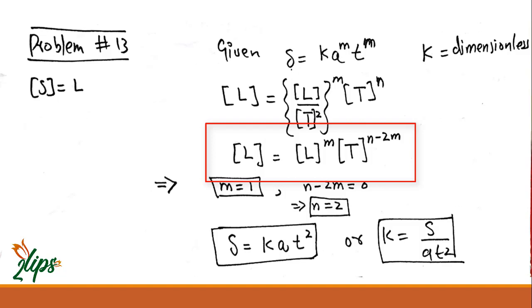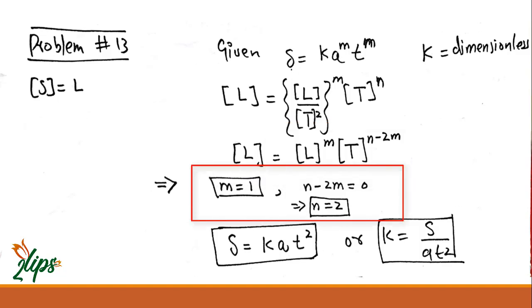So this formula is true only for particular values of m and n. We see on the left side we have L raised to power 1, and on the right side we have L raised to power m. So this implies m is equal to 1. Similarly, on the left side we do not have T, so on the left side we have T raised to power 0, and on the right side we have T raised to power n minus 2m. So n minus 2m is equal to 0. Since m is equal to 1, this will give me n is equal to 2.